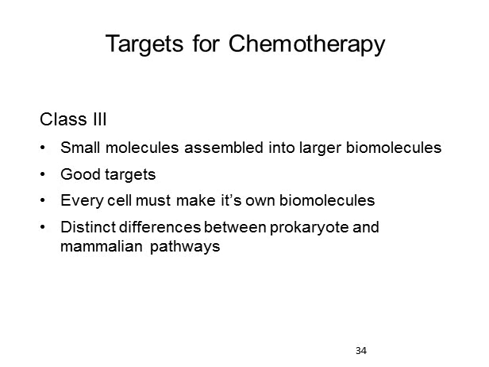As a result, the best targets for chemotherapy are going to be the class 3 reactions. These are where the small molecules are being assembled into much larger biomolecules. They're good targets because every cell must make its own biomolecules, and there are very distinct differences between prokaryotic and mammalian pathways. Both class 1 and 2 reactions occur in prokaryotes and mammalian cells, so you're at risk of causing far more harm than benefit if we target those.